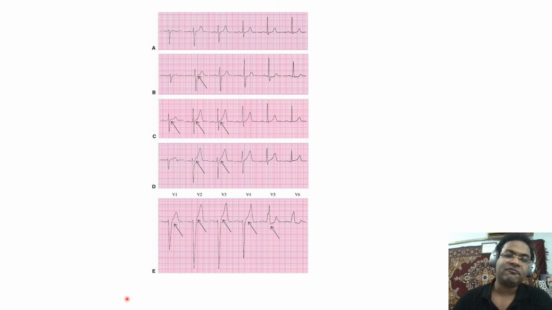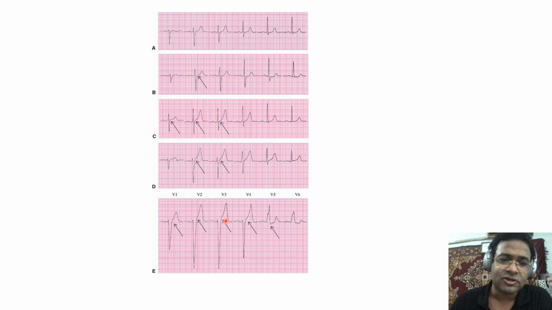Now there are some variants of ECG as well. Normally we say that the ST segment is isoelectric, but in some young patients in V2, V3 and V4, 0.1 to 0.2 millimeters of elevation of the ST segment may be there. This is a benign variant. This is not an MI. So go back and ask the patient whether he actually has chest pain or not. If he doesn't, then don't label it as MI. You call it a juvenile pattern or benign pattern.